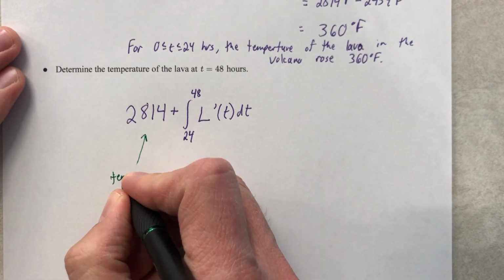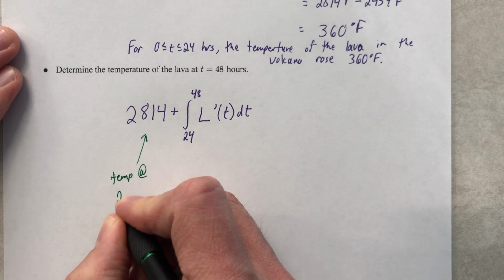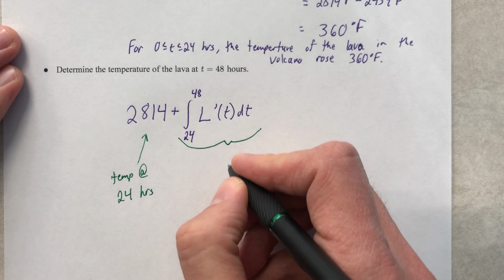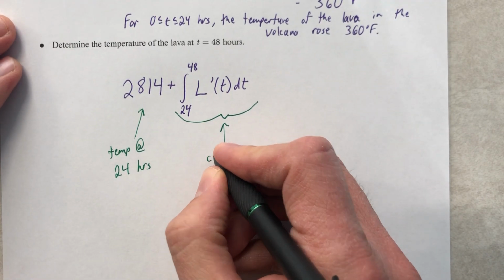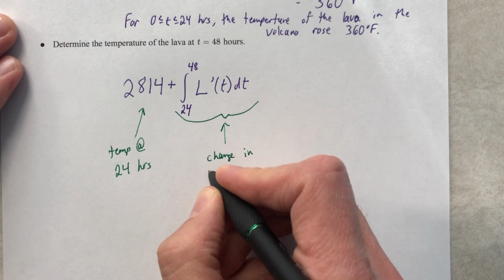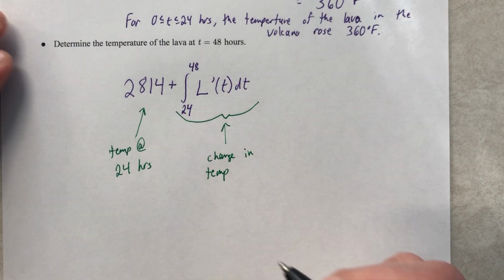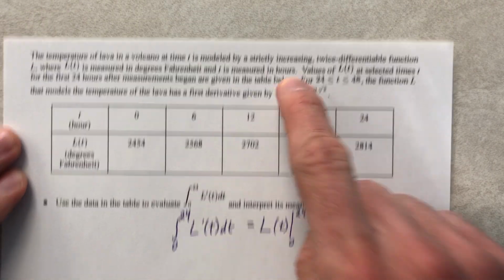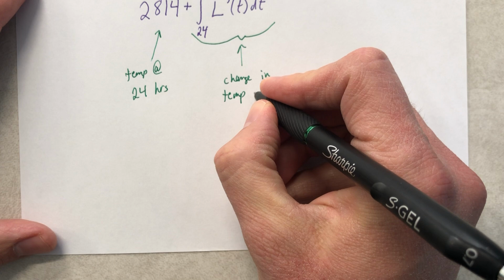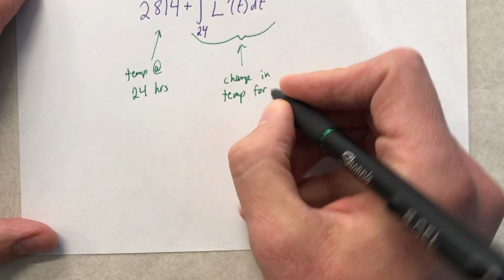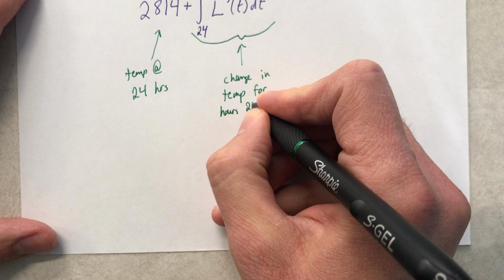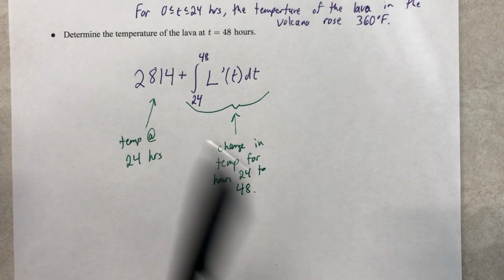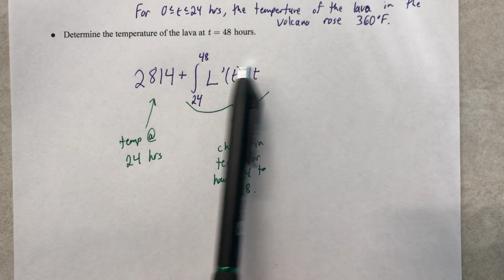This is the temp at 24 hours, and all this right here is the change in the temperature, which is going to be positive. Why do I know that? Because they said so. Change in temperature for hours 24 to 48. That's what this represents. If I know where I'm starting at 24 hours and then I add the change, I'll get the rest of it.